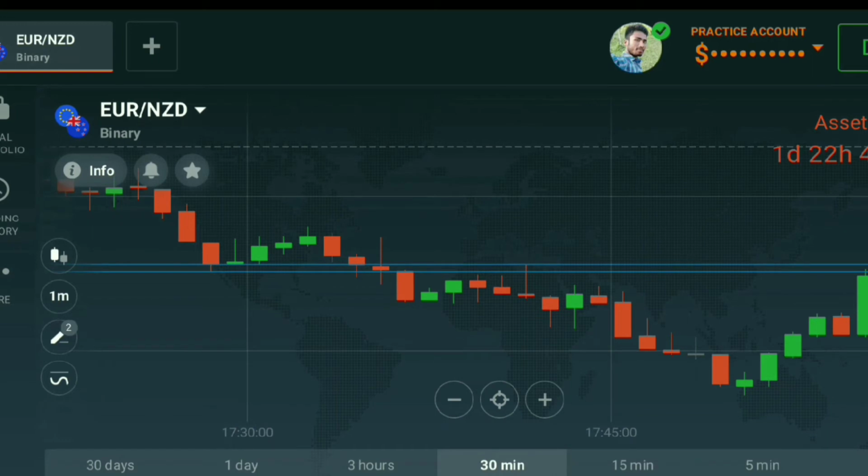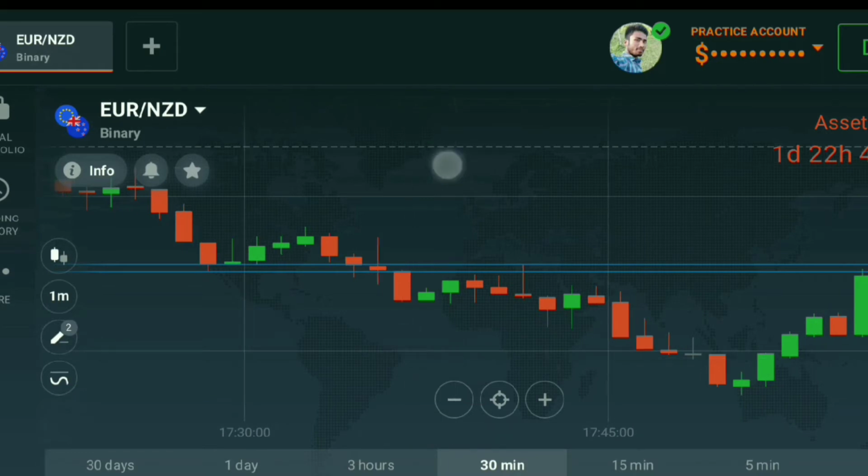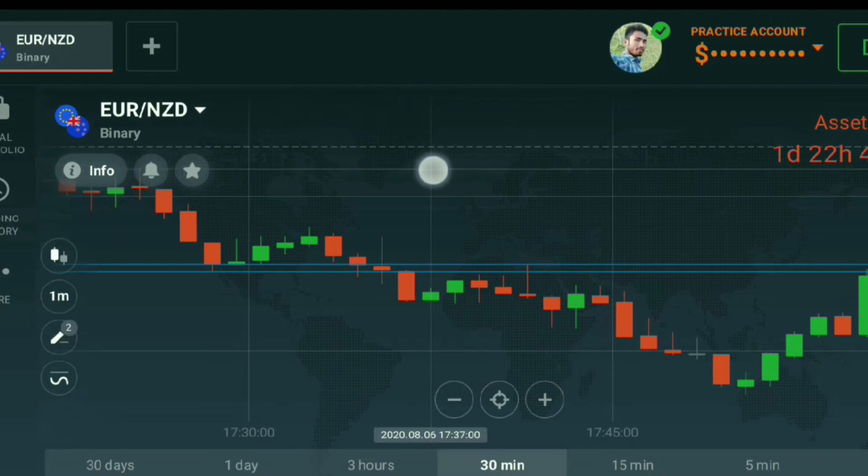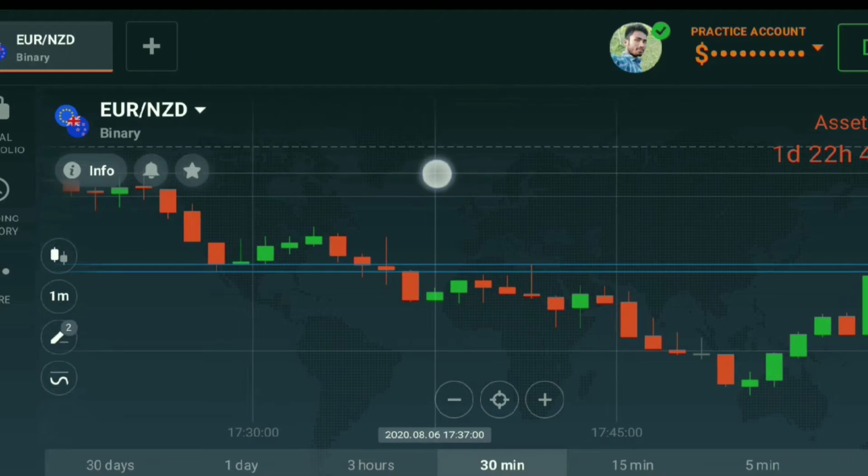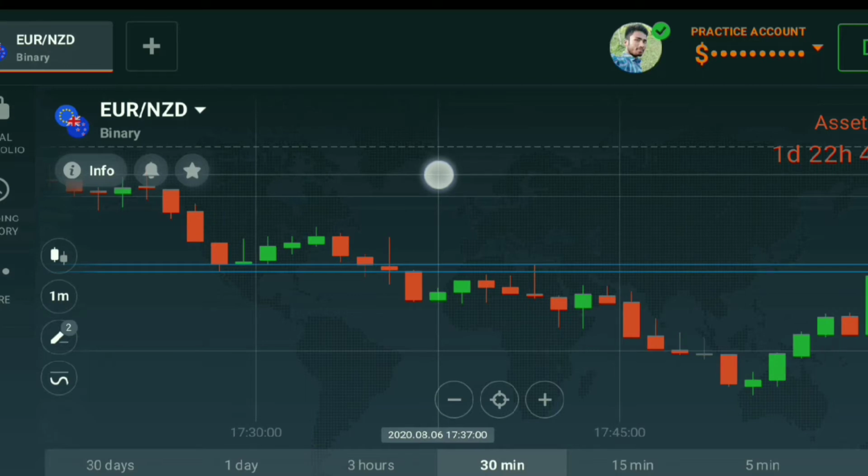Right here you can see the level is broken by this strong red candle. After that we are seeing a green one, right? So if we get the 5-second confirmation on the next candle, we can place our trade. Okay, let's see.